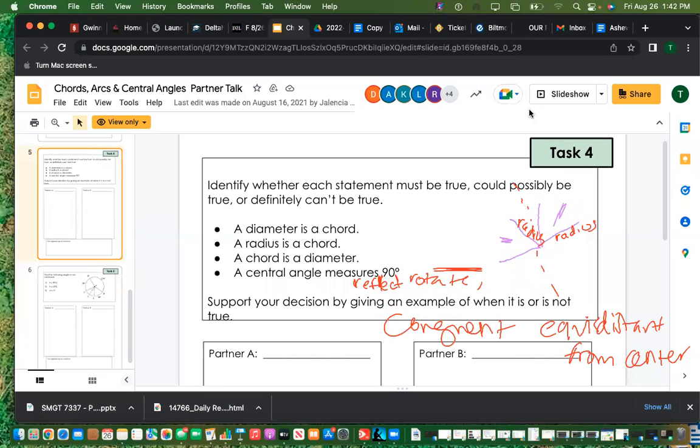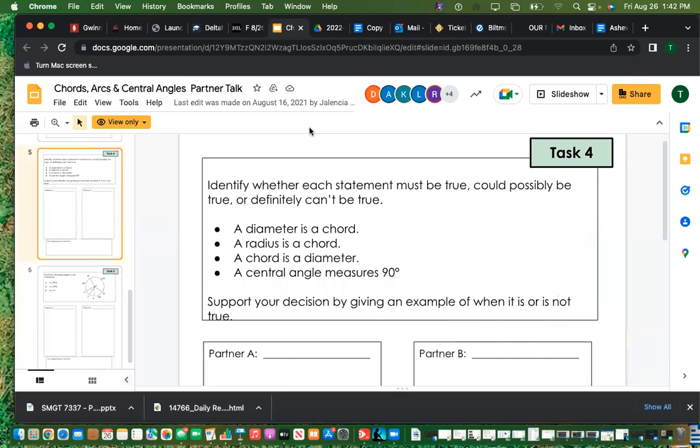Go ahead and tell me for each statement: is it must be true, possibly true, or definitely cannot be true? You're going to tell me must be true with 1, could possibly be true with 2, and definitely can't be true with 3. So a diameter is a chord. Definitely, possibly, can't be? A diameter is a chord.